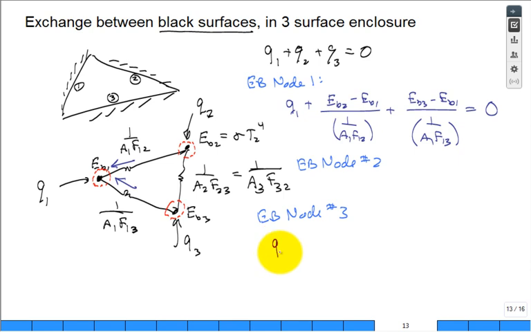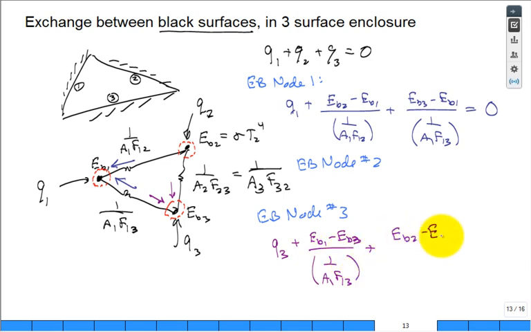So we have Q3 coming in, and it's going to be plus EB1 minus EB3 divided by 1 over A1 F1 to 3, plus EB2 minus EB3 divided by 1 over A2 F2 to 3. That's equal to 0. You can set up the equations. This problem has different unknowns than that problem, and then you just solve. Okay? All right.